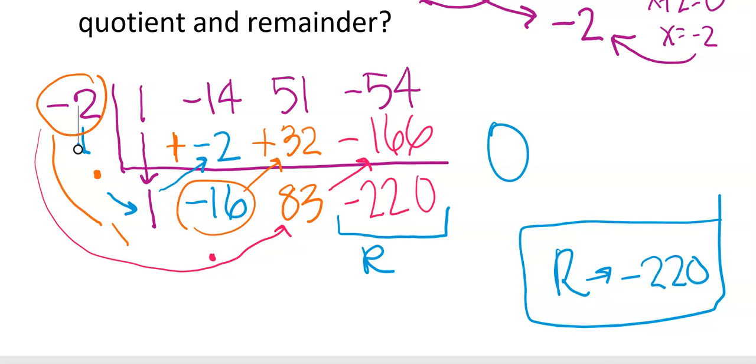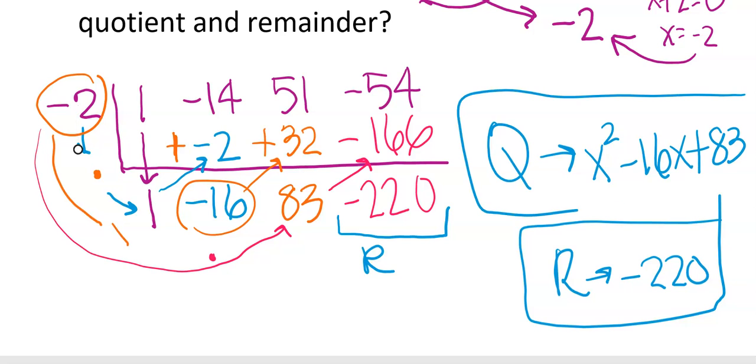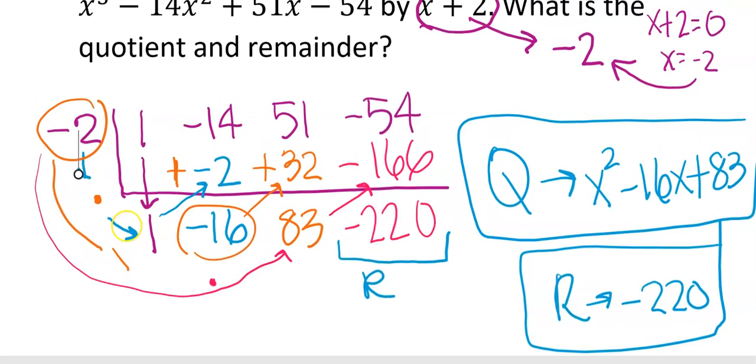And then we also need the quotient. The only thing that's different about the quotient is we're not going to write just the numbers because that doesn't make sense. We need to put it back in a polynomial format. So this is a number, this is an x, this is an x squared. I always go in reverse when I'm thinking about it. Number, x, x squared. So it goes like this. X squared minus 16x plus 83. So these three things.